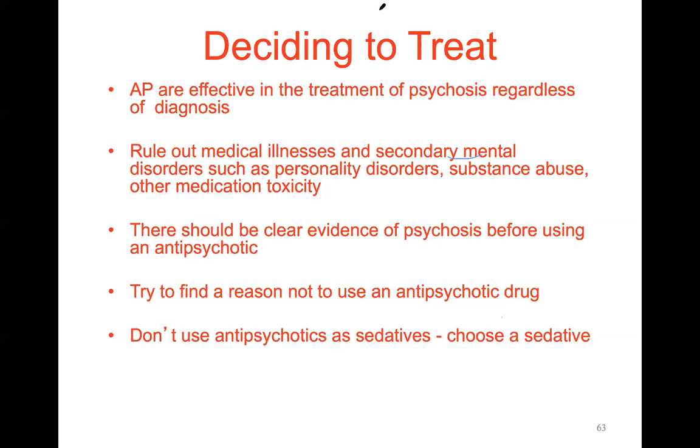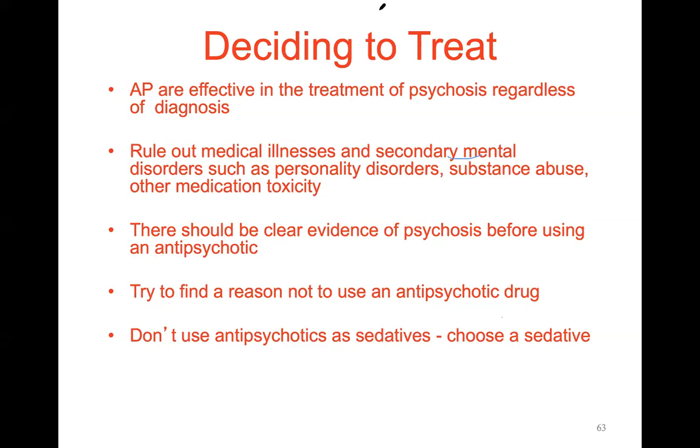So what we do know is the antipsychotics, which I've abbreviated AP, are effective for treating psychosis regardless of the diagnosis. So we do know the antipsychotics can be used to treat psychosis, and that psychosis may be due to some other factor other than schizophrenia.